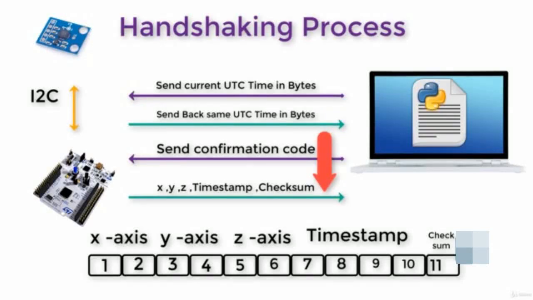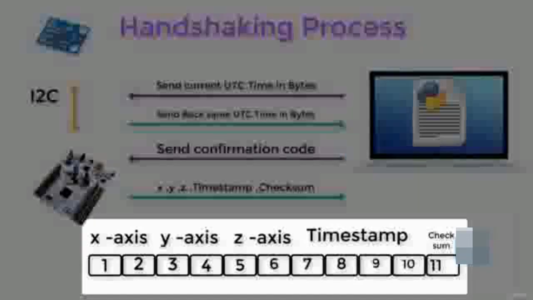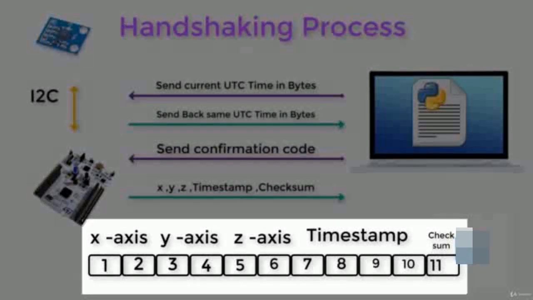The timestamp will also start incrementing in the background. The accelerometer data is of 6 bytes, representing 2 bytes for each axis, and 4 bytes data containing the timestamp. Checksum is also calculated with these 10 bytes and sent back to the PC for data integrity. Now let's take a look at the code.